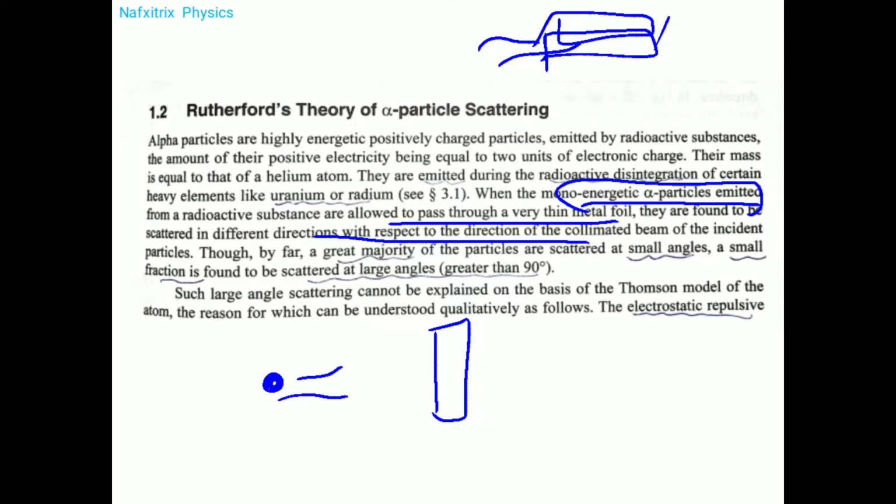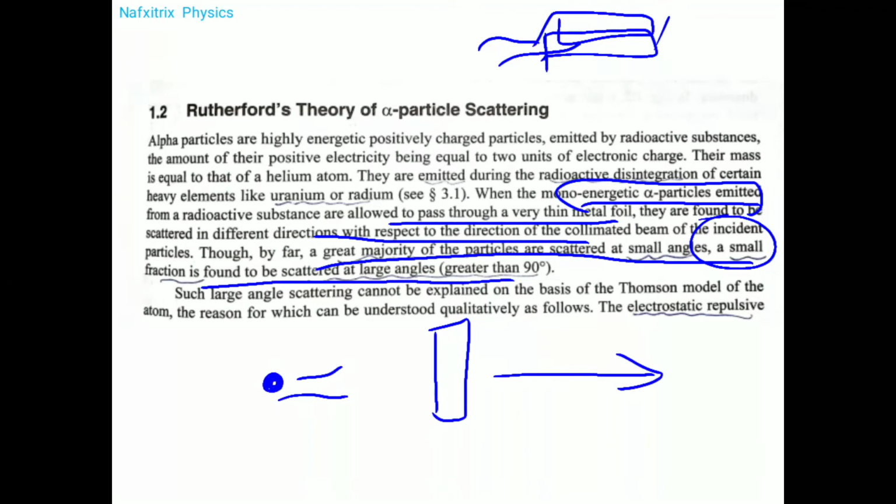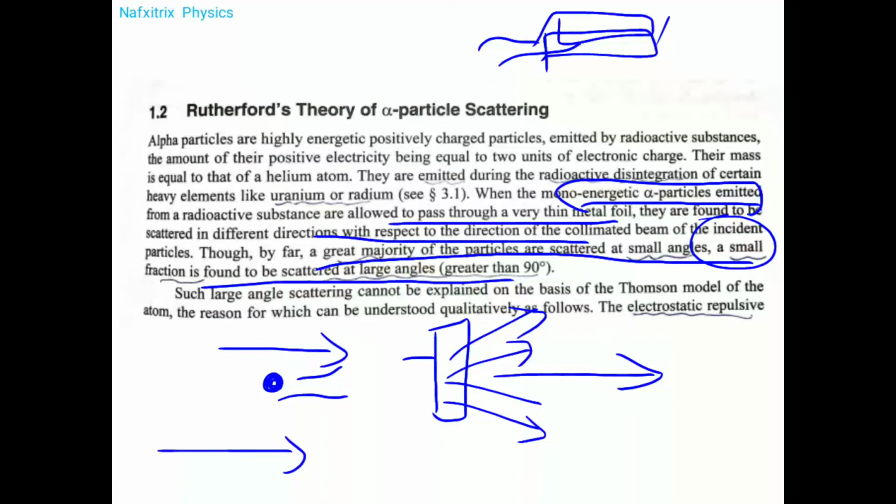Here it is mentioned that a great majority of the alpha particles are scattered at smaller angles, and a small fraction is scattered at large angles. So most of the alpha particles are scattered at very, very small angles. If this is the direction of incident alpha particles, they are actually going in this direction, but after moving through the metallic foil they may move in different directions. So this is the incident direction and this is the deflected direction. The angle between them is nothing but the angle of scattering.